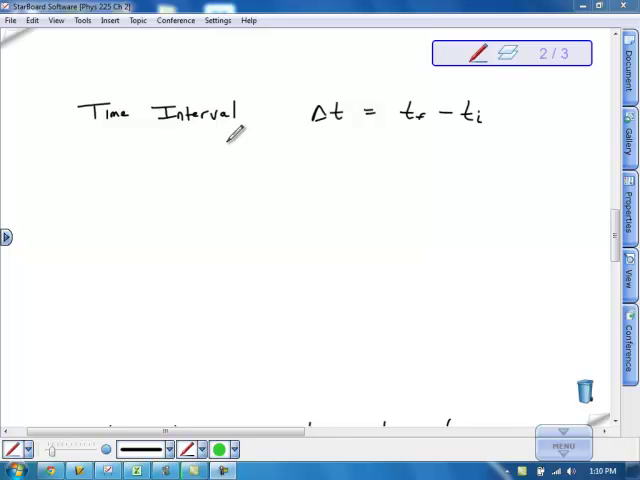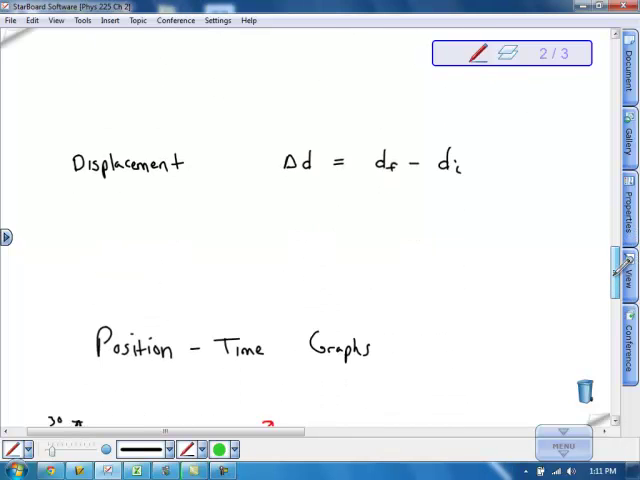Okay, to finish chapter 2 notes, we need to talk about a few more things regarding motion. So one is time interval. Time interval is, we're going to use delta t to represent change in time. That's time final minus time initial to get change in time. Displacement will be delta d for change in distance. Distance final minus distance initial.